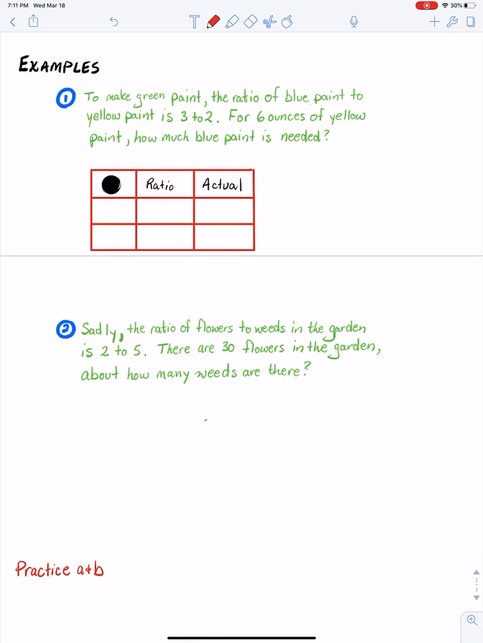This is lesson 80 on ratios. You'll see that I have two examples. On the first example, the story problem is in green, and then there's a box in red. I want to focus on the box first.